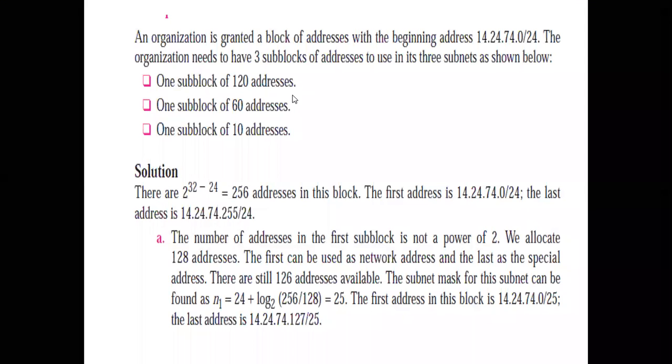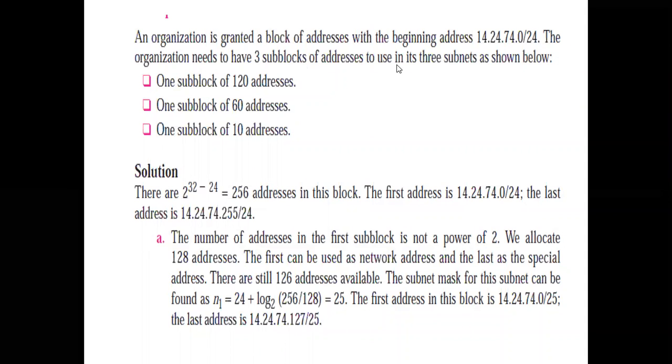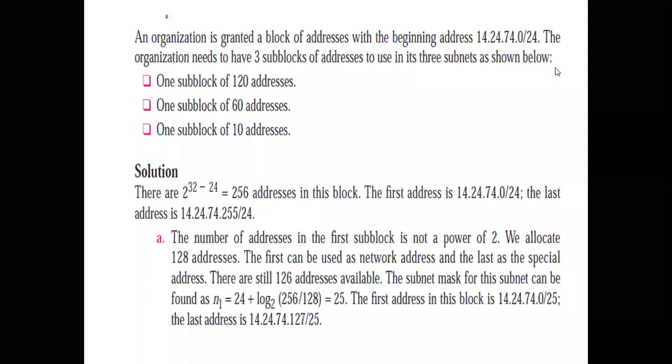An organization is granted a block of addresses with the beginning address 14.24.74.0/24. The organization needs to have 3 sub-blocks of addresses to use in its 3 subnets as shown below.